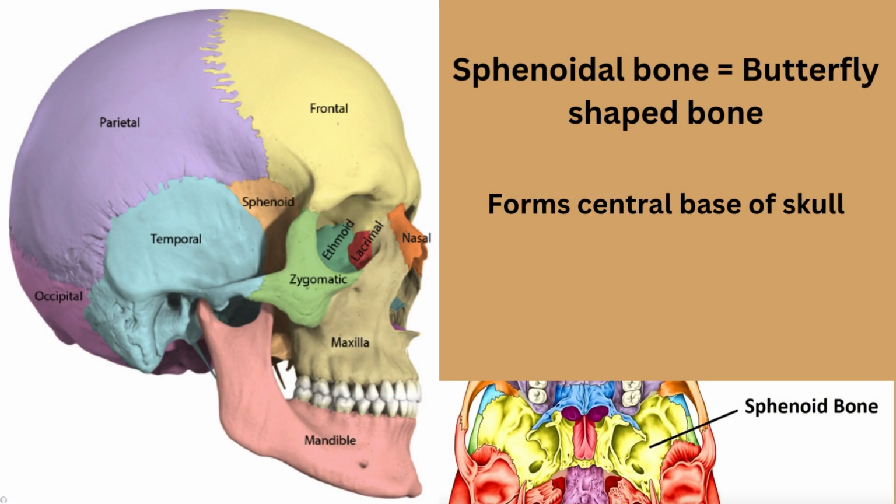Next is the sphenoidal bone. This bone is butterfly-shaped. As you can see in the picture down below, it looks like a butterfly. The sphenoidal bone forms the central base of the skull, whereas the front part of the skull is the frontal bone, and the central base of the skull is the sphenoidal bone.